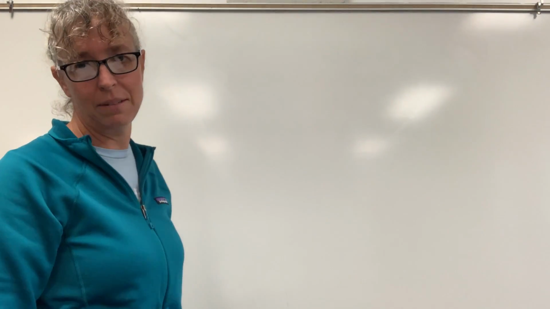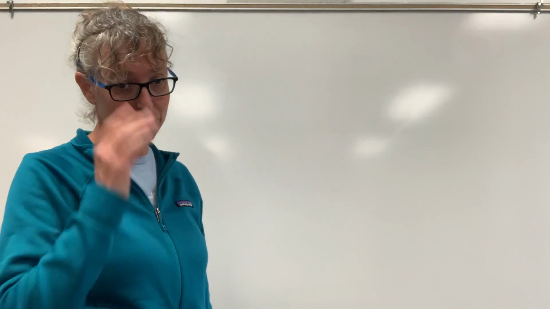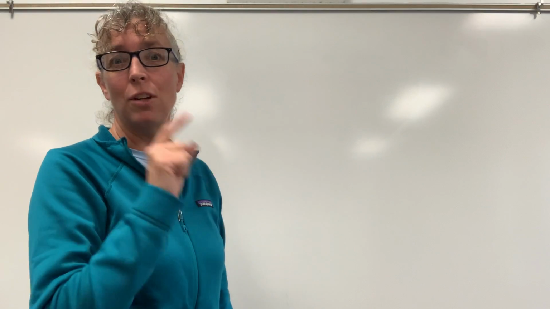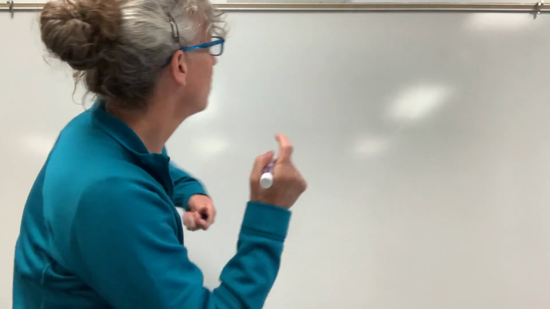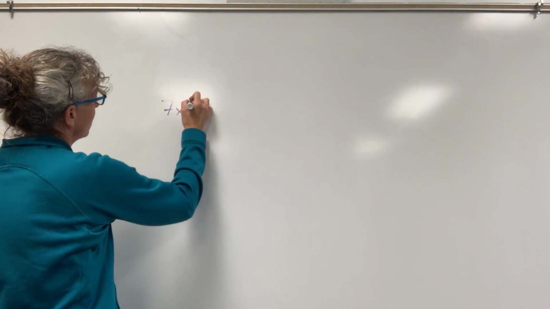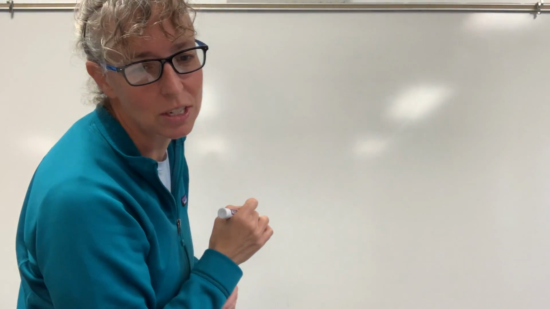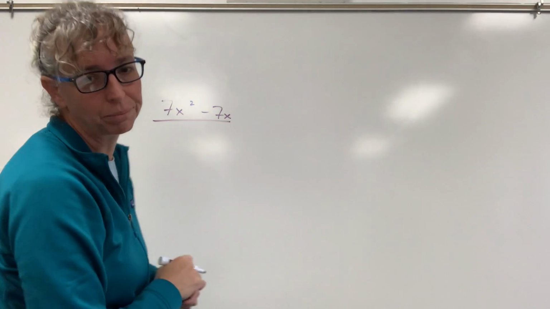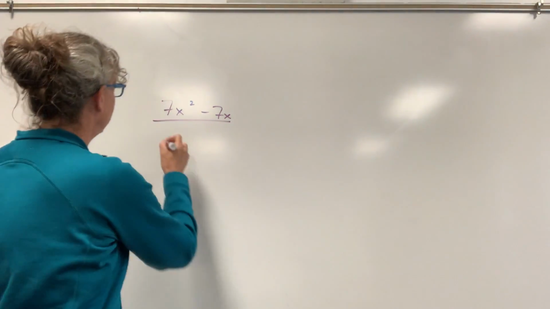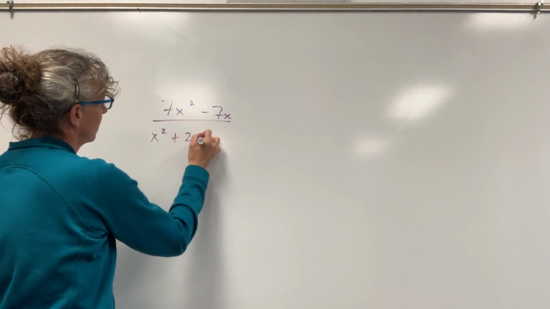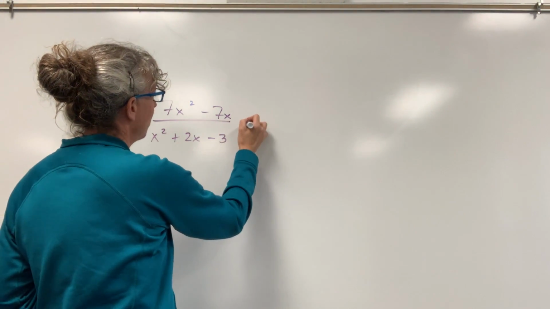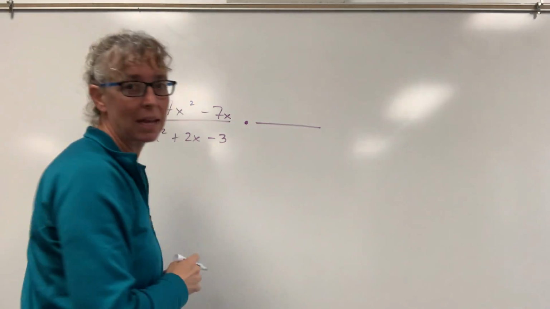Uh-oh. Crazy word. Quotient. What's that mean again? Divide? Perfect. So what happens when you divide fractions? You flip and multiply. Good job. So our 7x squared minus 7x over x squared plus 2x minus 3. I went back to purple, it's just easier to see. Now I'm going to flip and multiply.